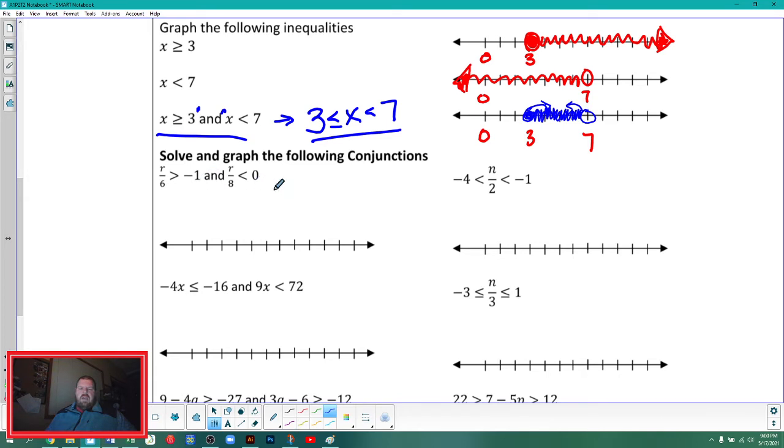So whenever we have actual inequalities involved that we have to solve, we need to solve them first. So as I look at this one, I'll multiply by 6 on both sides, and I'll get r is greater than -6. And on this one, I'll multiply by 8 on both sides, which ends up not really doing anything, but it says r is less than 0. So whenever I'm doing these, I need to know my two numbers. And if they fit on my graph, great. If I've got to do some funky scaling, I'll do that also.